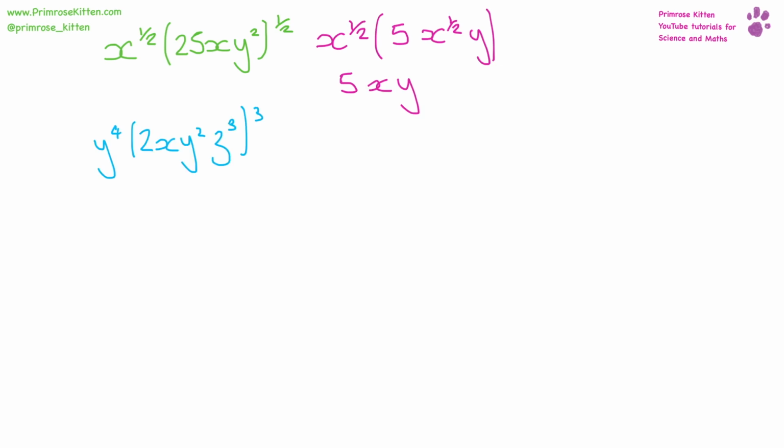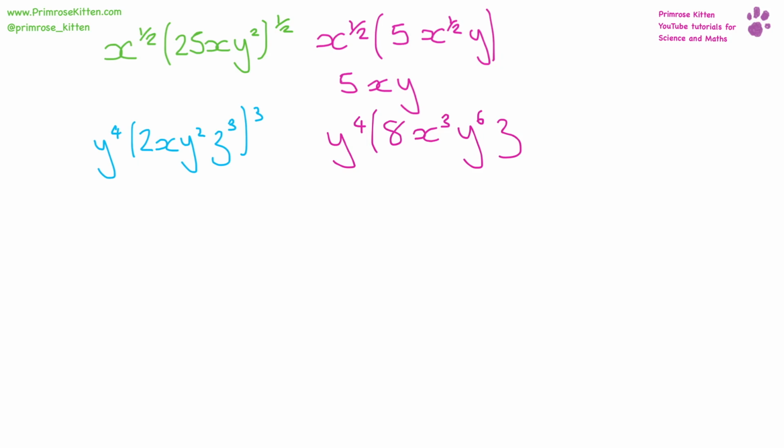Simplify y to the 4, open brackets, 2x y squared z to the power of 3, close brackets, all to the power of 3. So first thing, y to the 4, sorting out the brackets. So 2 cubed is 8. x to the power of 3 gives us x to the power of 3. y squared to the power of 3 is like y squared times y squared times y squared. Since we are multiplying them, we need to add the indices. That gives us y to the 6.